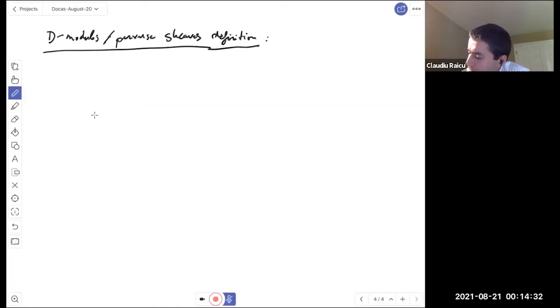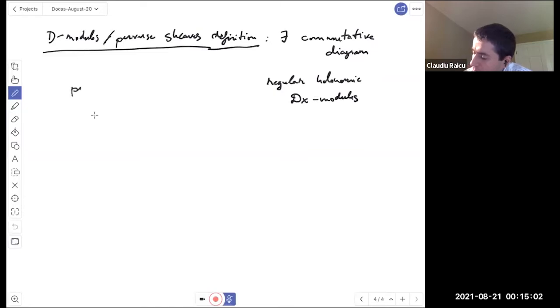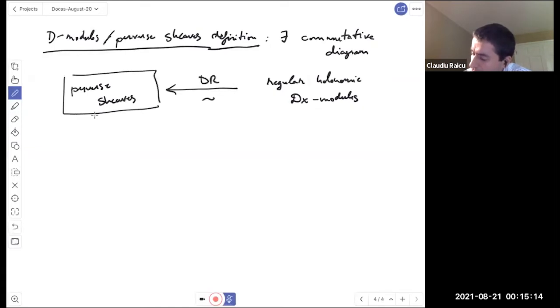So it comes from the following commutative diagram. We all know the Riemann-Hilbert correspondence between regular holonomic D-modules and perverse sheaves. So this is an equivalence, so you may choose which side you're more comfortable working with.